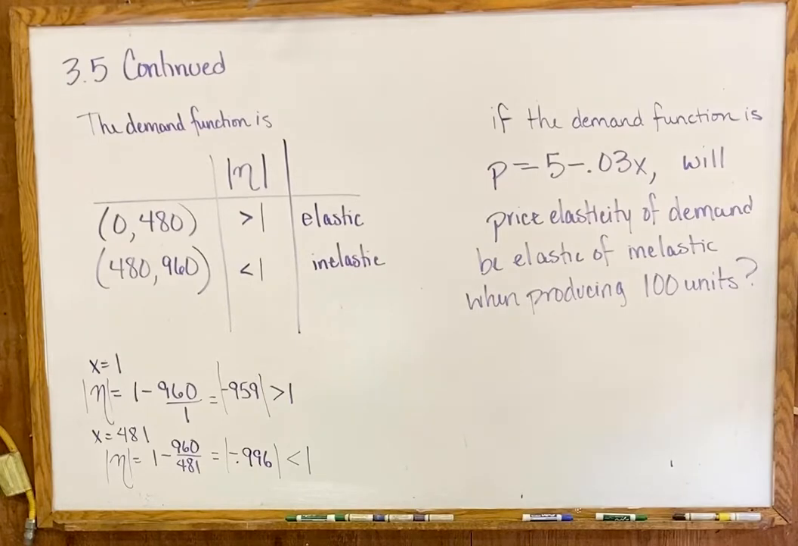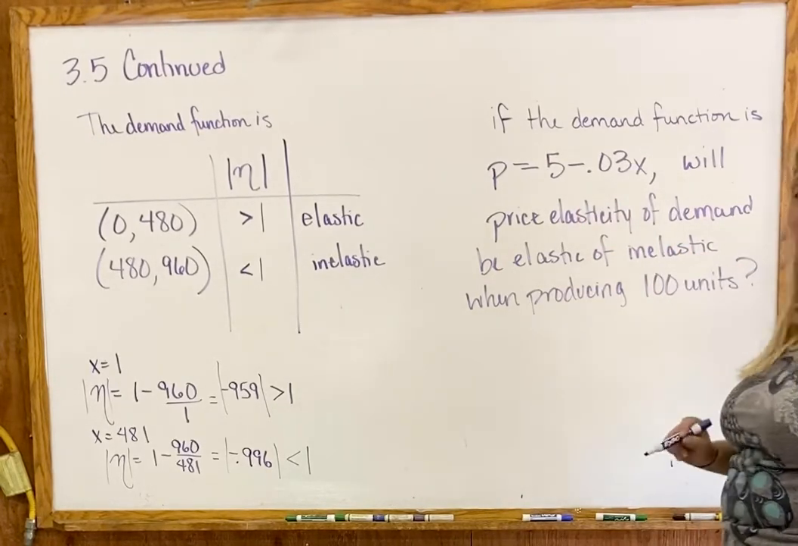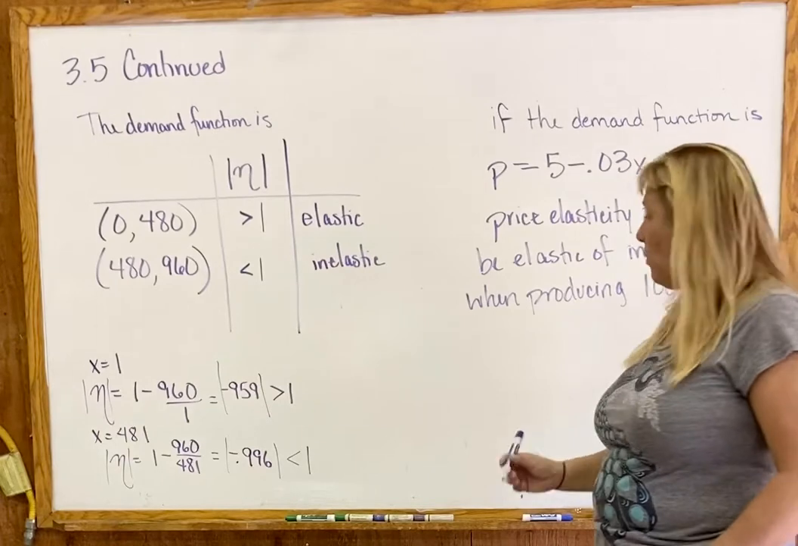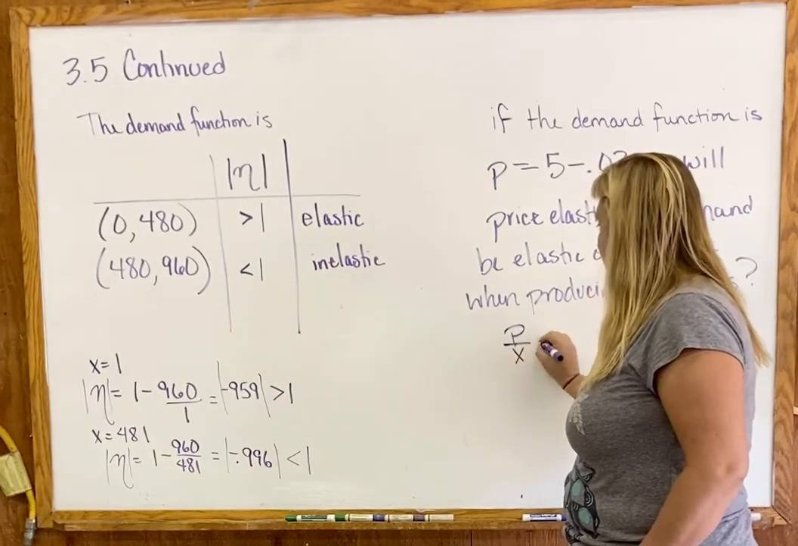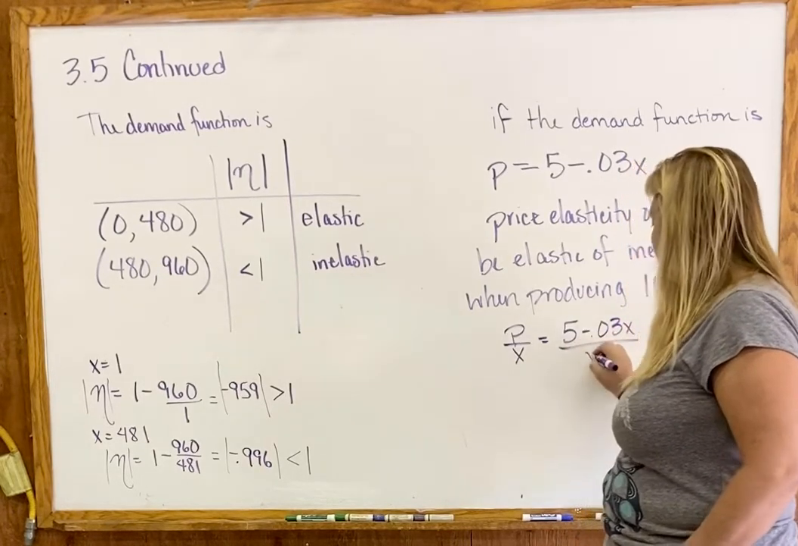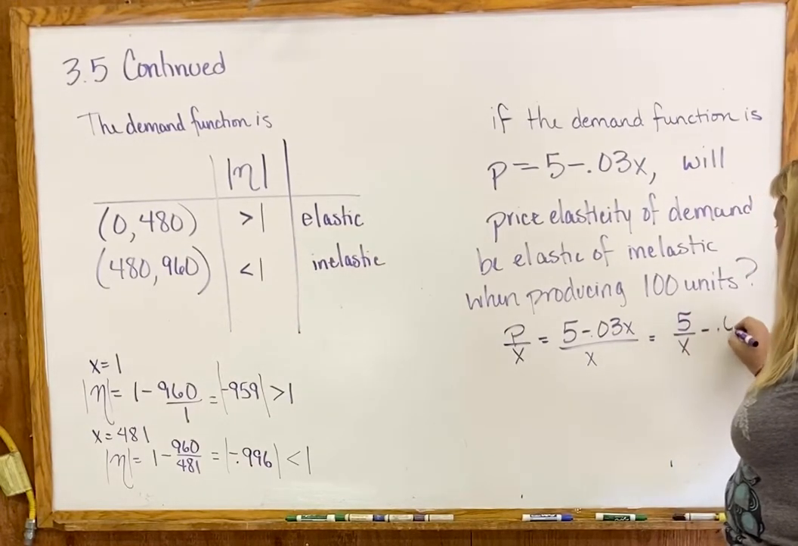Okay. So this time they're not asking us where the function is elastic or inelastic, but it's asking us if we produce 100 units, are we going to be elastic or inelastic? Okay, so what we're looking at here is finding eta again, finding the price elasticity of demand, but then just plugging in the number 100. So we don't have to do the whole interval thing. Okay, so just like we did before, we need P over X, which will be 5 minus 0.03x over X. So again, I would write that as 5 over X minus 0.03.